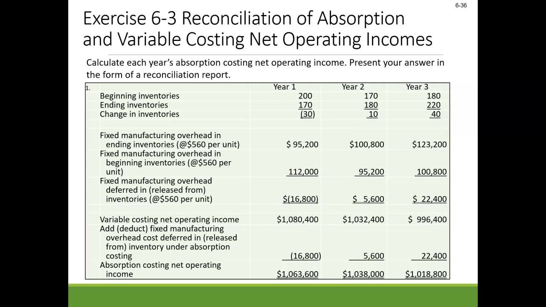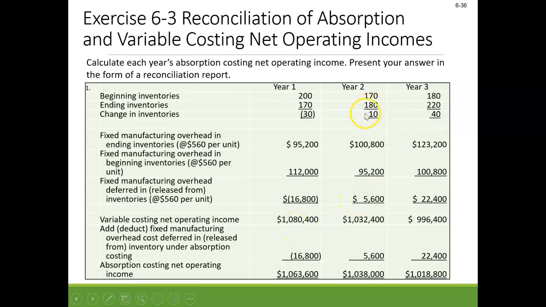Then if you subtract the beginning inventory from each of these, you get a deficit or a plus that was deferred. So for example, in year 1, we started the year with more than we ended the year. So we basically sold more inventory than what we produced. So in that case, we're going to show under absorption costing a lower net income than our variable costing.